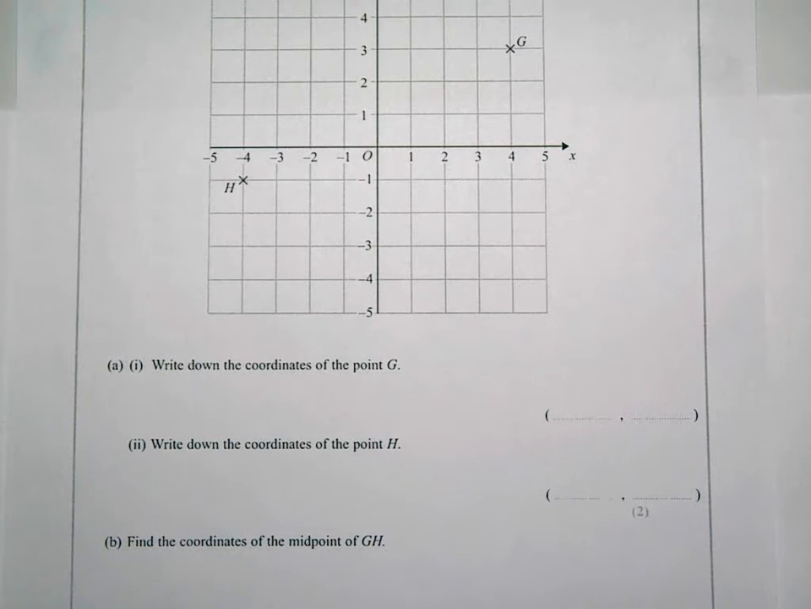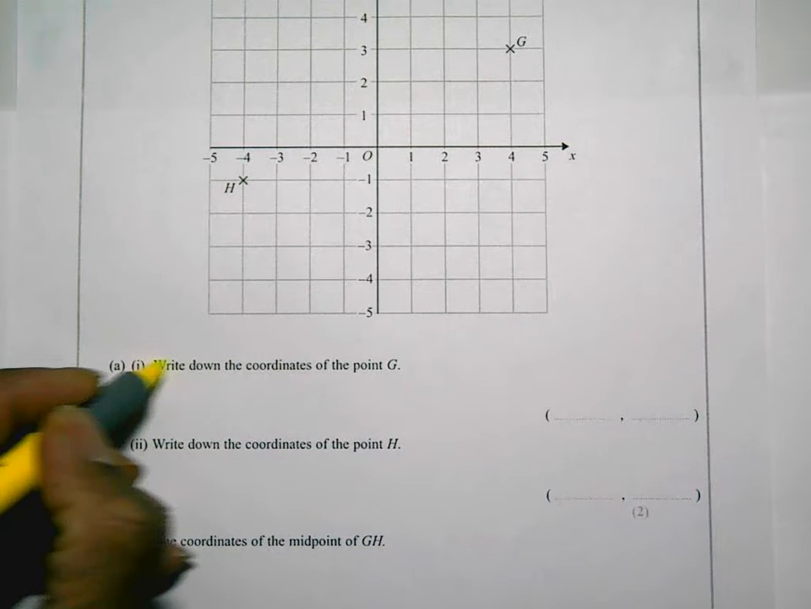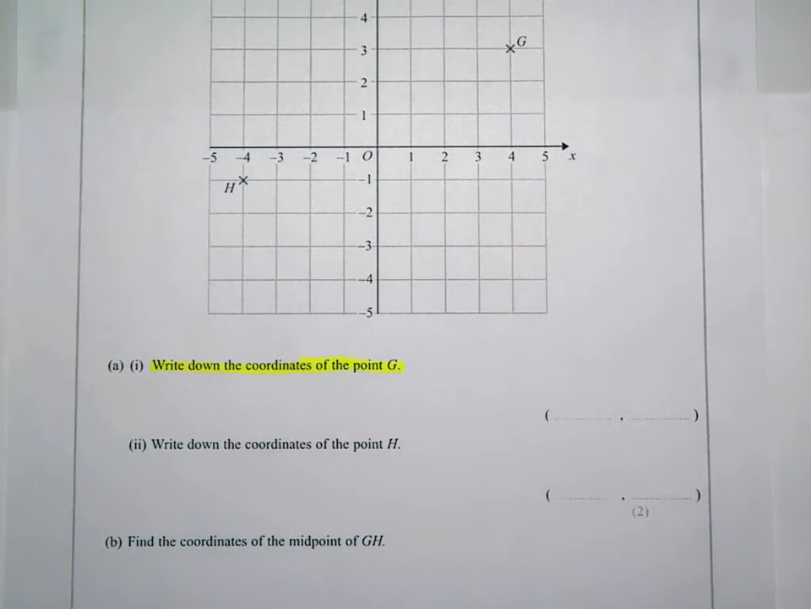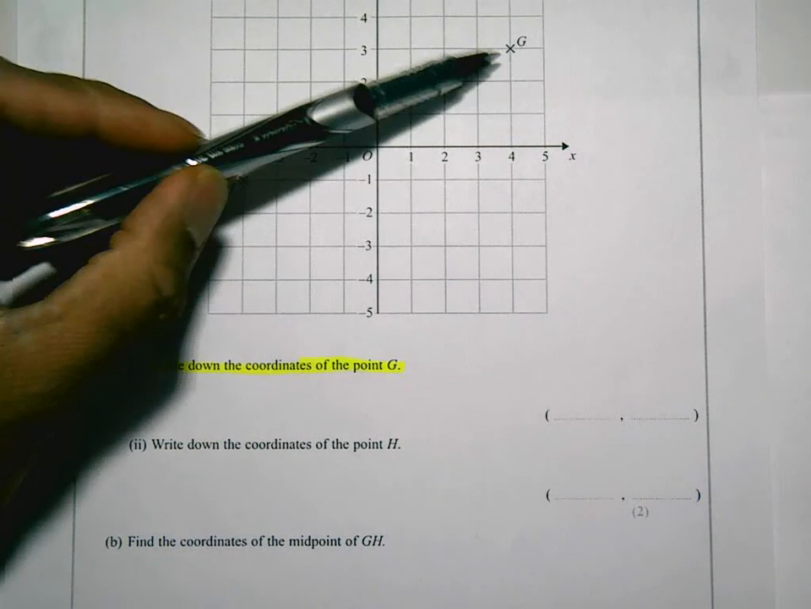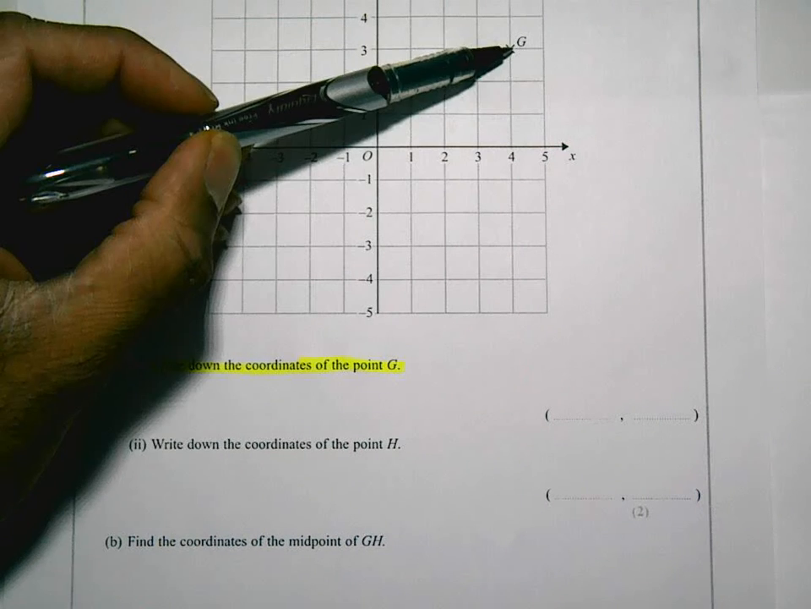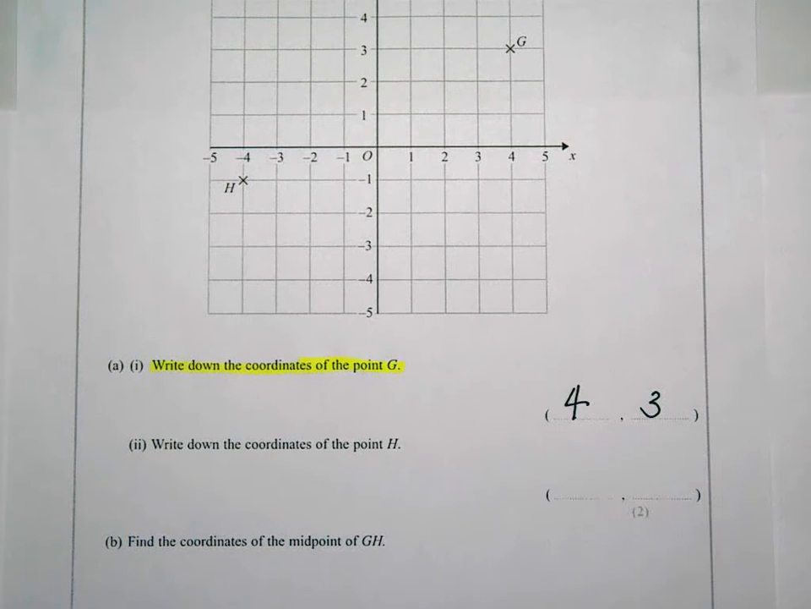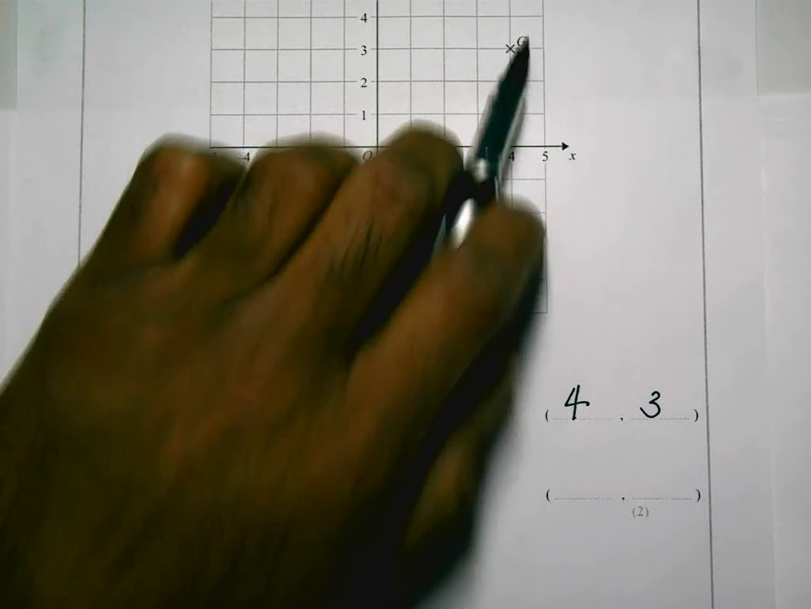Okay, here's question 11 on the Foundation Non-Calculator paper. Part A says, write down the coordinates of the point G. The point G is over there, and basically along the corridor to 4, up the stairs to 3, so that's going to be 4, 3. Pretty straightforward. A lot of people get these the wrong way around. Make sure you do it along the corridor, up the stairs, 4, 3.